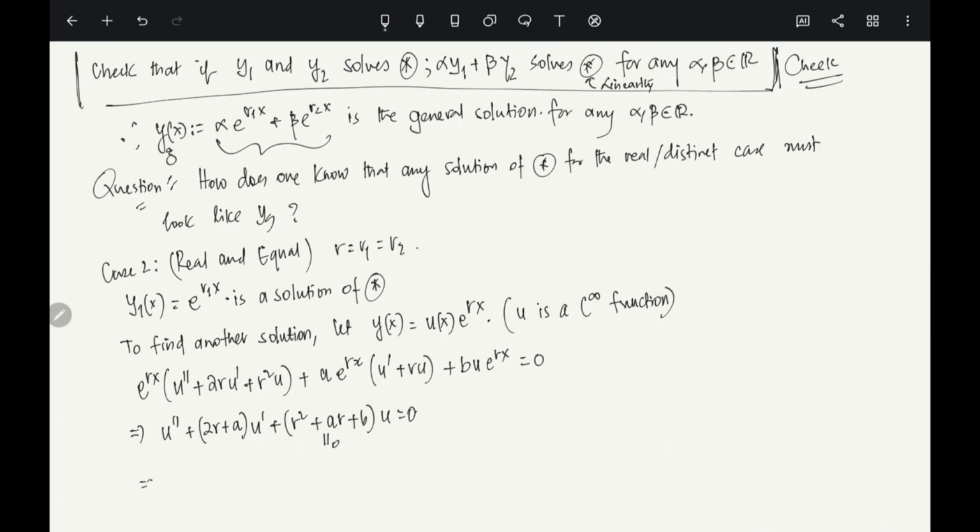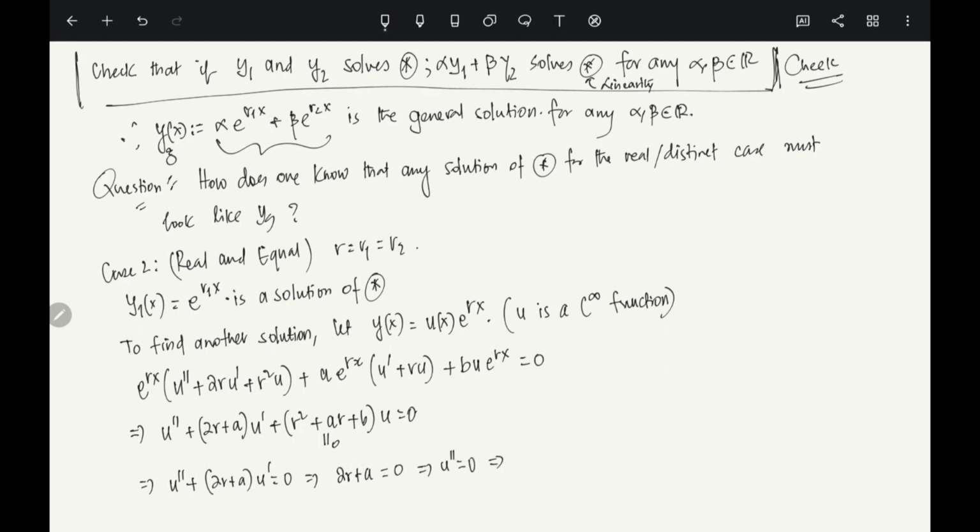Okay, so that will imply that your equation looks like this: u double prime plus (2r plus a) u prime is 0. Clear? Now this is the first order equation. See, r is a repeated root. So basically that will imply that 2r plus a equals 0. Clear?